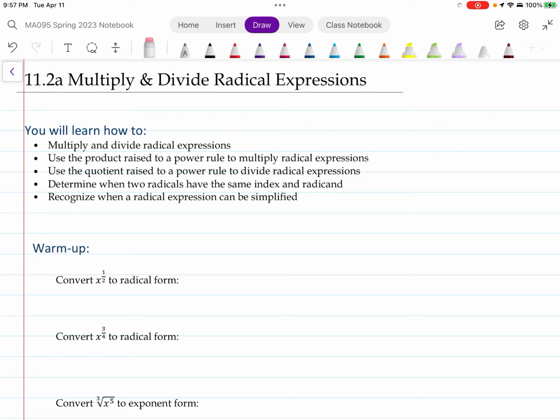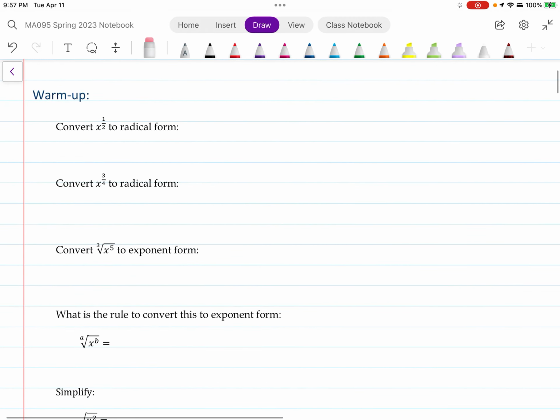Hello there, this is Professor Eckhouse, and I'm going to talk about multiplying and dividing radical expressions, things with radicals, like square roots. All right, so let's start with a little warm-up.